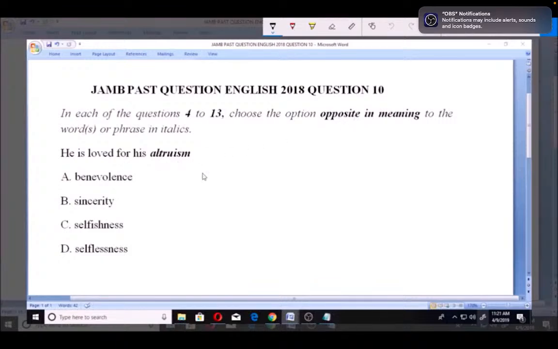Now, for us to be able to answer this, we'll need to know the definitions of the various words that are involved. So let's take a look at the first one. What does altruism mean? Altruism simply means regard for others. That means you don't care for just yourself, you care for every other person. That is altruism.